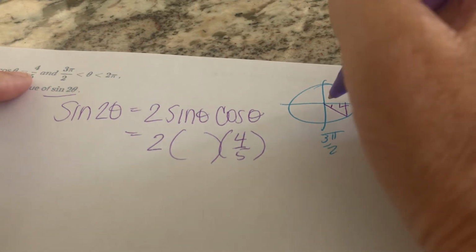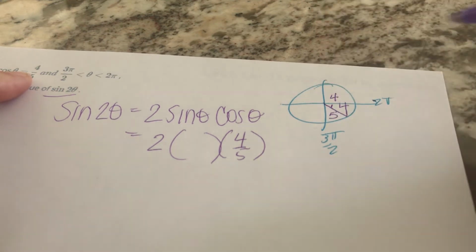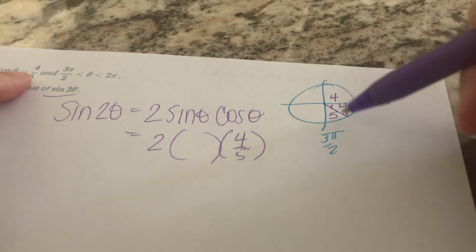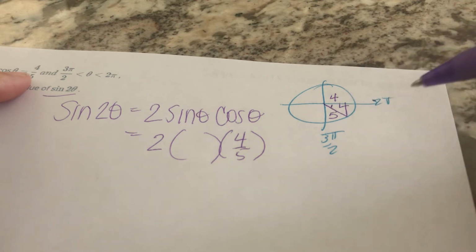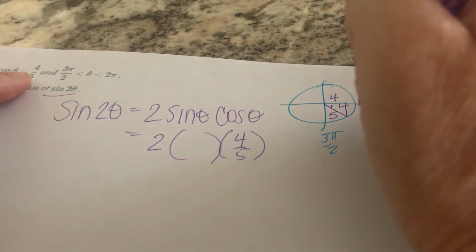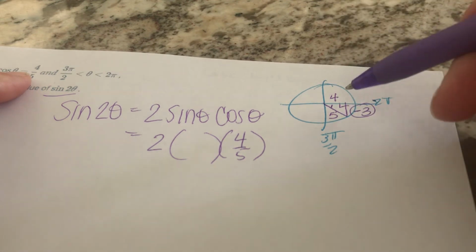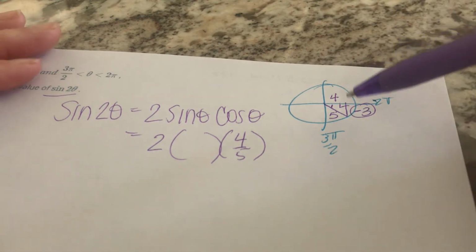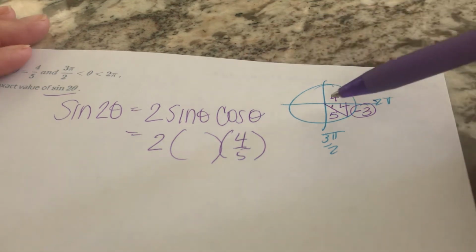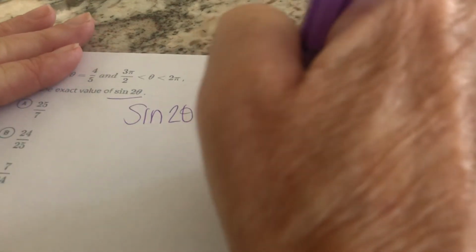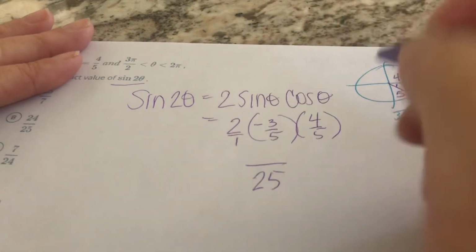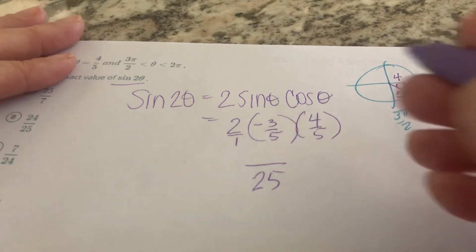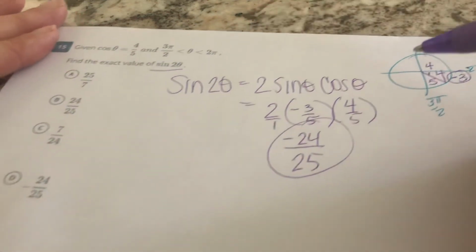Cosine, here's the angle. Cosine is 4 over 5, so that's adjacent over hypotenuse. We need to do the Pythagorean theorem to find the y value. So Pythagorean theorem would be 4 squared plus b squared equals c squared. I know from doing these a lot that that's going to end up being a -3 going down. Trust me, or do it yourself. So the sine of that angle is -3 over 5. Put that 2 over a 1. So we end up with 2 times -3 is -6 times 4 is -24 over 25. So the answer is D.